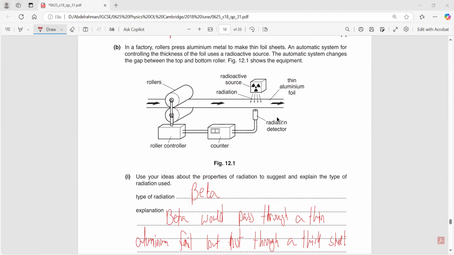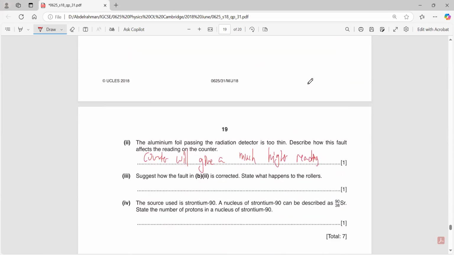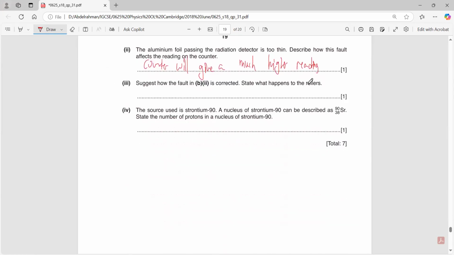So increase the distance between the rollers.